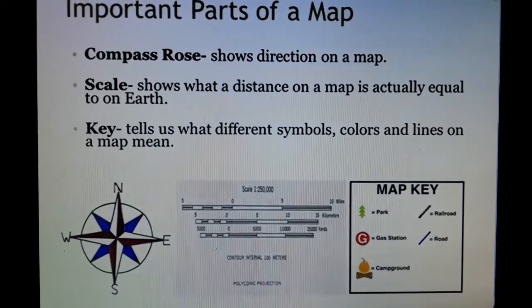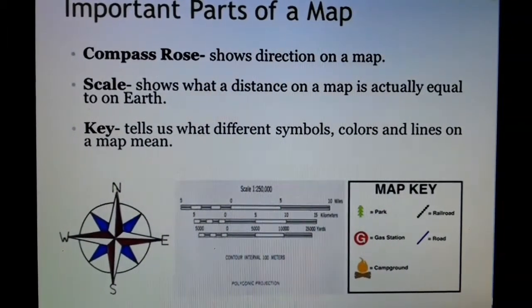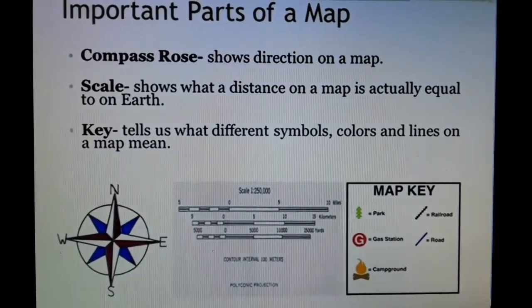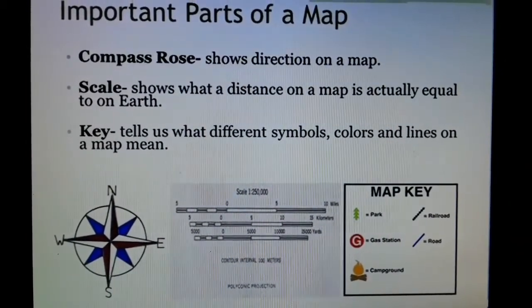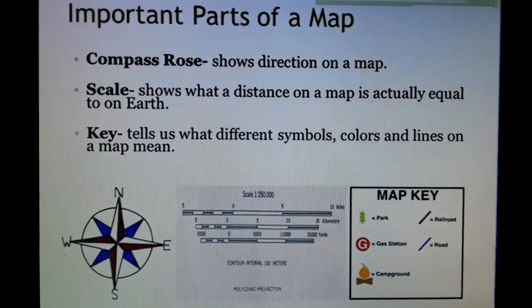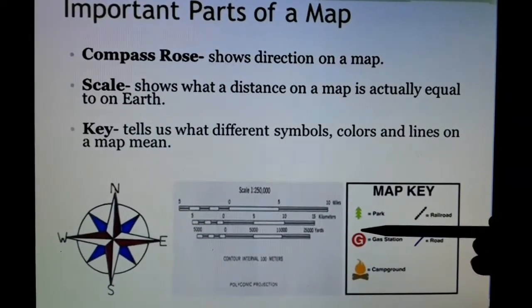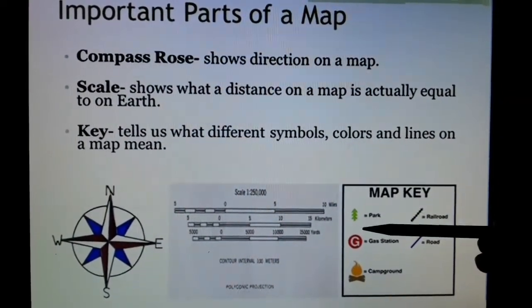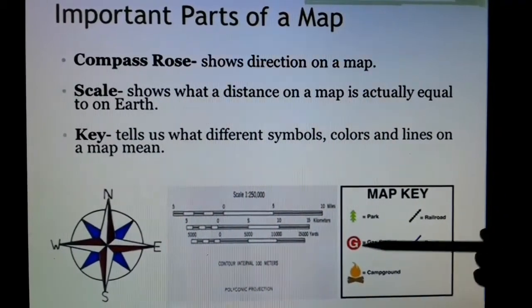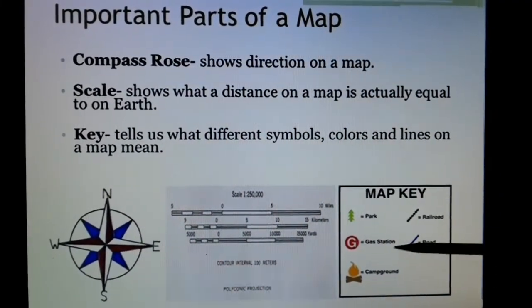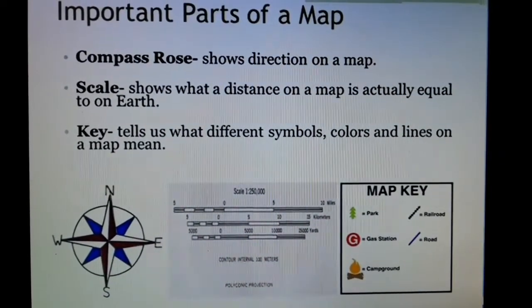And then we have the keys. These map keys tell us what different symbols, colors and lines on a map mean. Like, see, can you see this tree over here? This tree shows us the park. Then this G sign shows us the gas station, and so on.